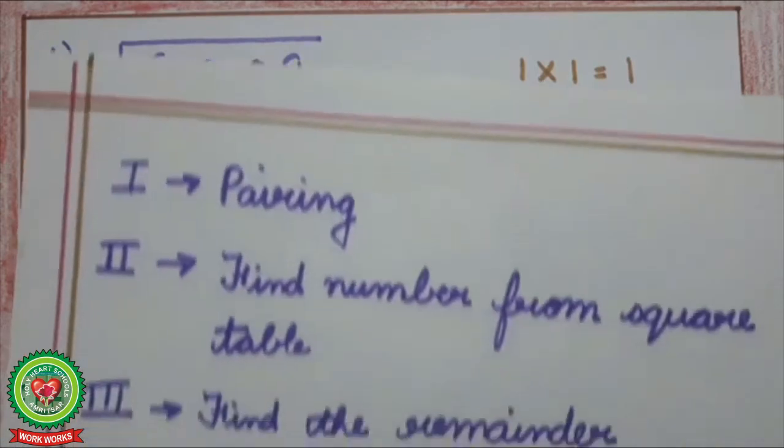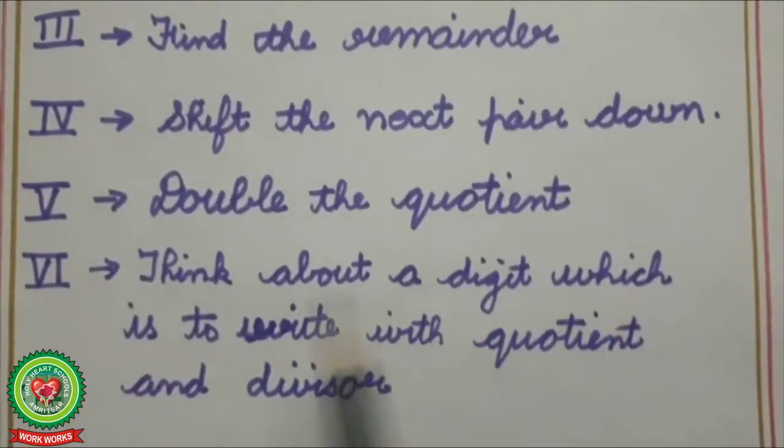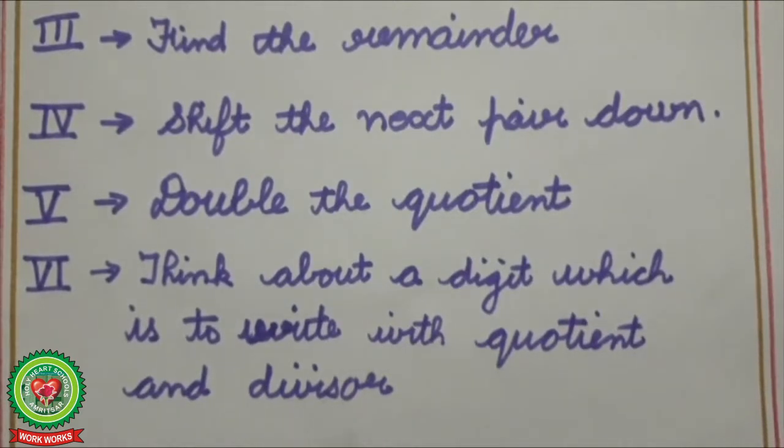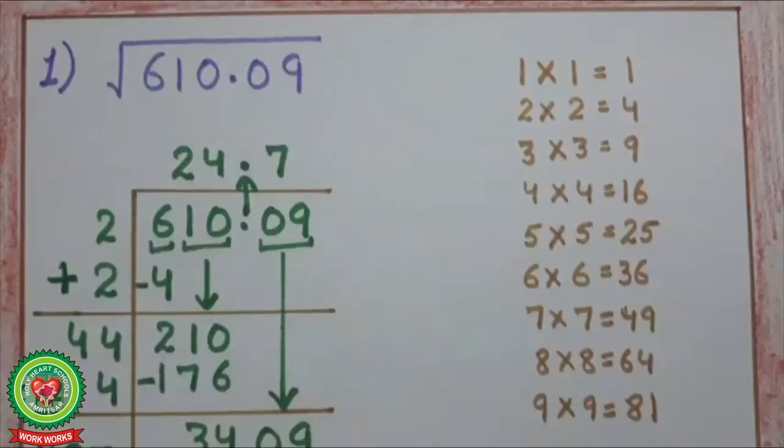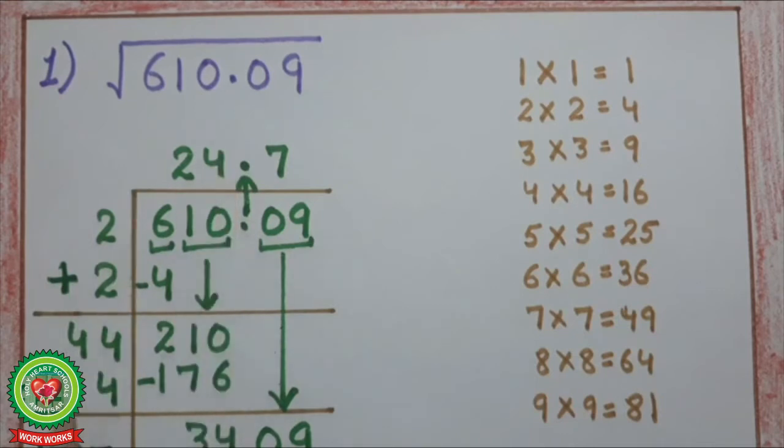Then our sixth step is think about a digit which is to write with quotient and divisor. Here we have to think about a digit which is to be written with 4 and 2 such that when divisor and that digit gets multiplied, we will either get a number equal to 210 or just less than 210.